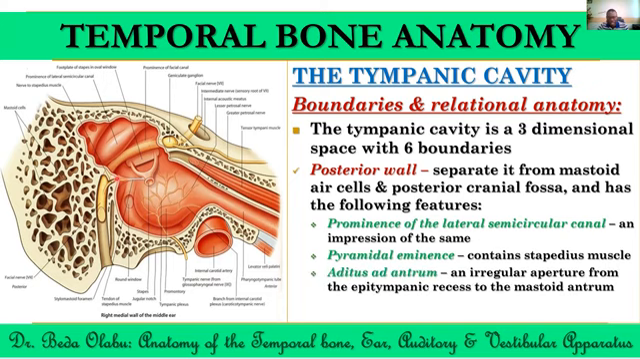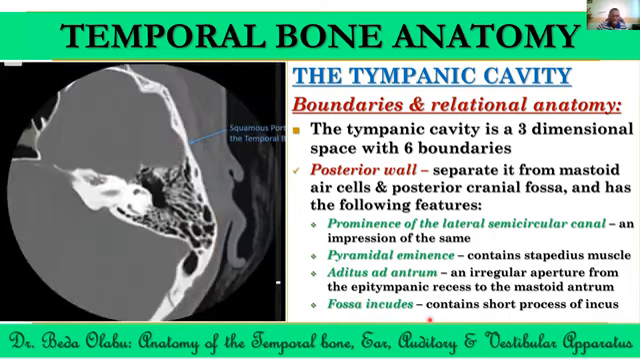We have the aditus ad antrum, which is the irregular aperture from the epitympanum towards the mastoid antrum. We had already seen it in the images. And we have the fossa of the incus, which is also what I had shown you earlier, but perhaps I can show you that one again on these images. So we are focusing on this image to appreciate the anatomy of the posterior wall of the middle ear.